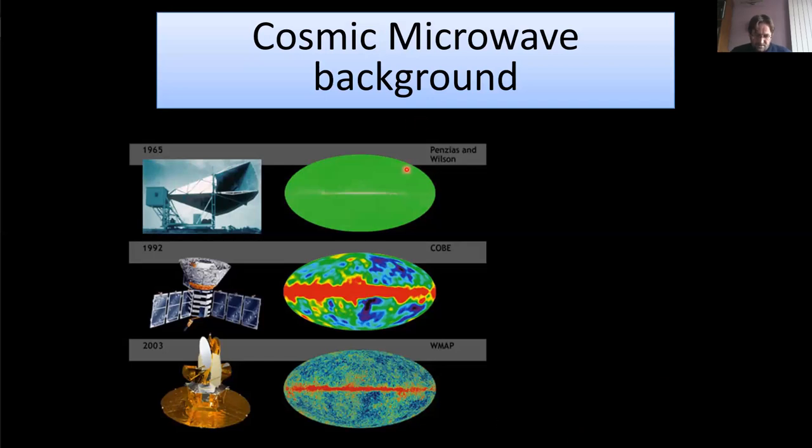Now then, because this was such a sensation, immediately the next billion, pound on the table, we need a better satellite. That was the WMAP, the Wilkinson Microwave Anisotropy Probe. So in 2003 it was collecting data, and then in 2004, 2005, it was publishing.